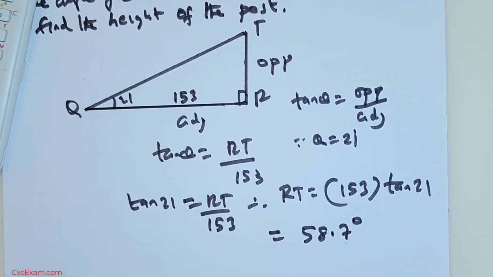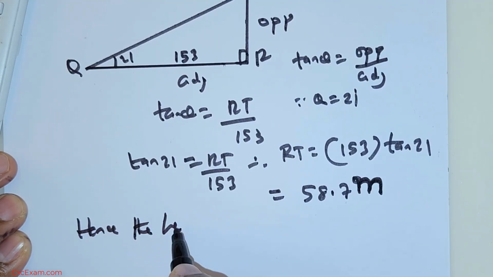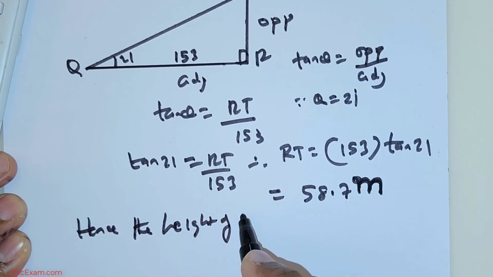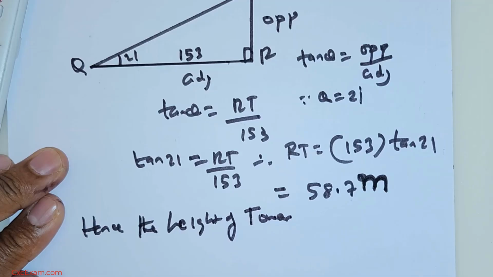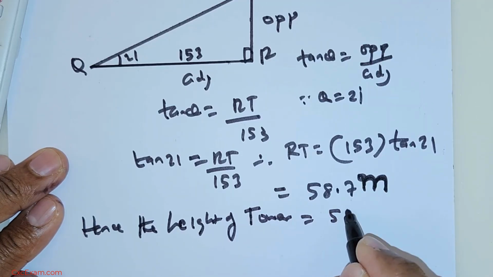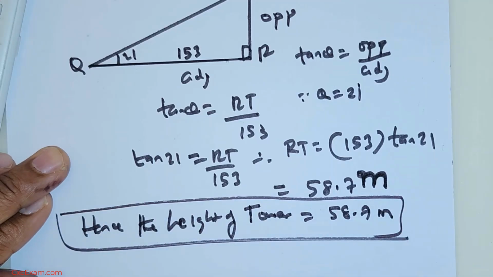Now we are being asked to calculate the height. So this cannot be in degrees, this has to be in meters. So I'm going to write that. Hence the height of the tower or pillar, whatever it be, is 58.7 meters. So you box this result.